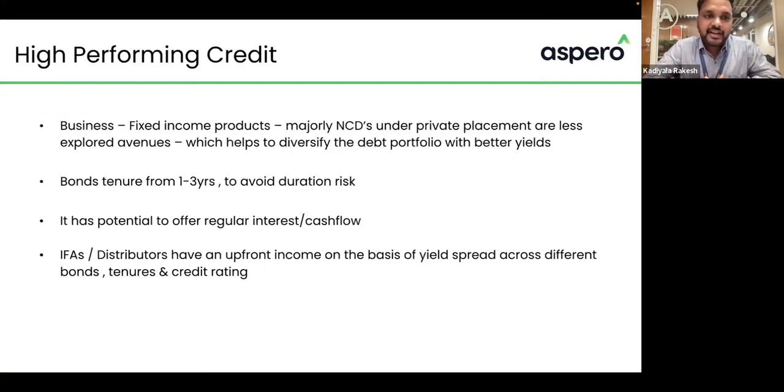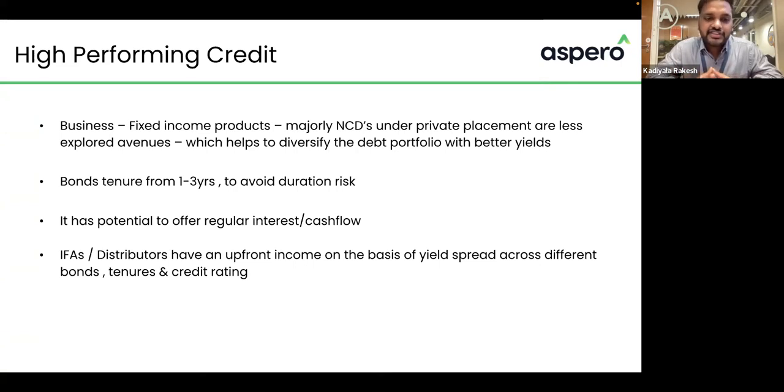And coming to high performing credit, business fixed income products, majorly NCDs under private placements, are a less explored avenue, which helps to diversify the debt portfolio with better yields. Bonds with a tenure of 1 year or 3 years are short-term papers, where you can avoid the duration risk, and they have the potential to offer regular interest or cash flow.